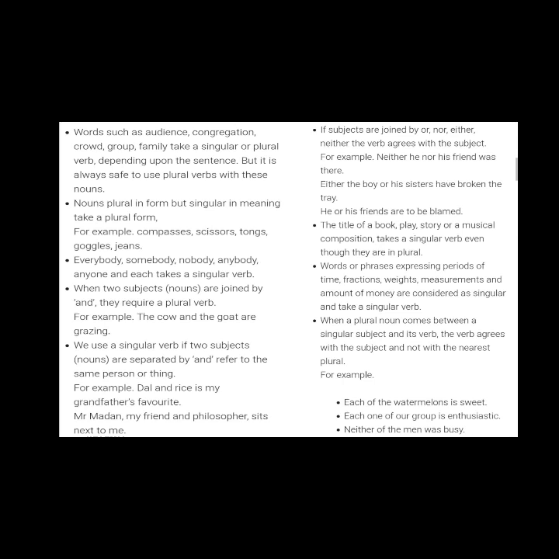When two subjects are joined by "and," a plural verb is required. You all know that. But we use a singular verb if the two subjects are really referring to one thing. When we are talking about both, using "and," we use the plural. But when the "and" separates the two nouns as a single idea, you use the singular. Like here, "Dal and rice is my grandfather's favorite." Or "Mr. Madan, my friend and philosopher, sits next to me." Here you are talking about one person. So you have to use the verb according to the meaning: if the separate subjects create a plural meaning, use plural; if they refer to a singular, use the singular verb.